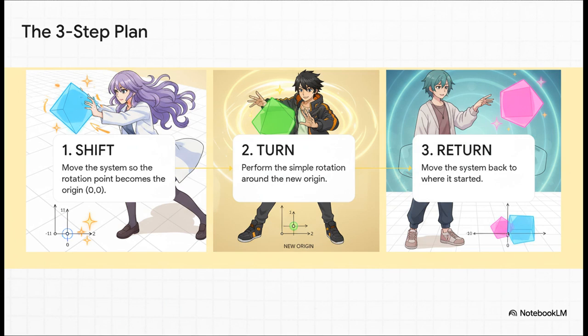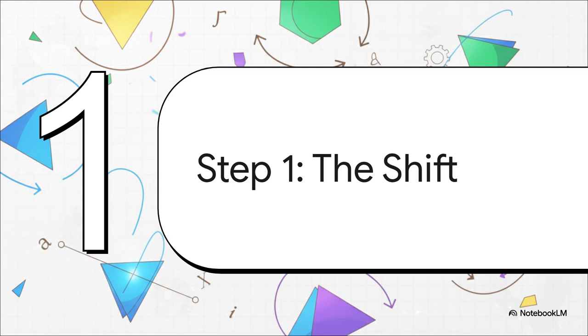First, we shift the whole setup so our tricky rotation point at (1, 1) moves to the easy-to-use origin at (0, 0). Second, we do the turn. We just use that simple rotation rule now that we're at the origin. And finally, step 3, we return everything back to where it came from. Shift, turn, return. It's that simple. Let's walk through it.